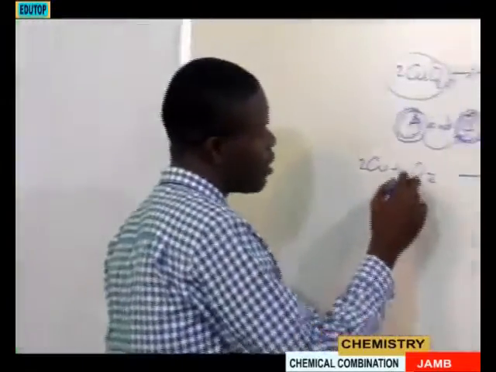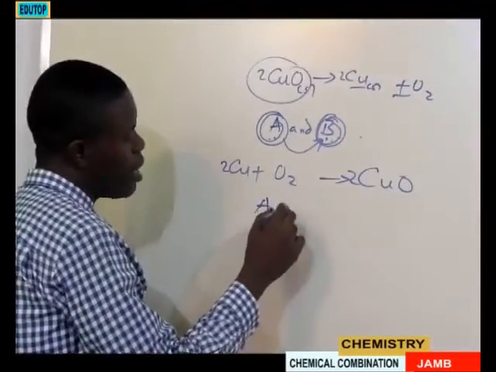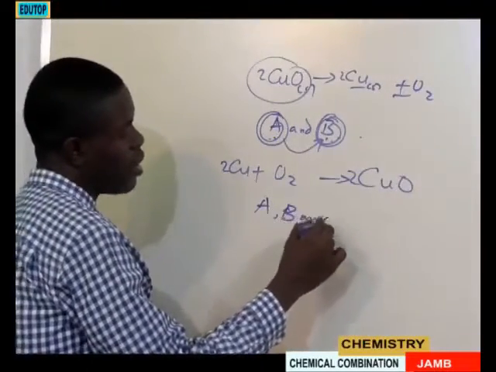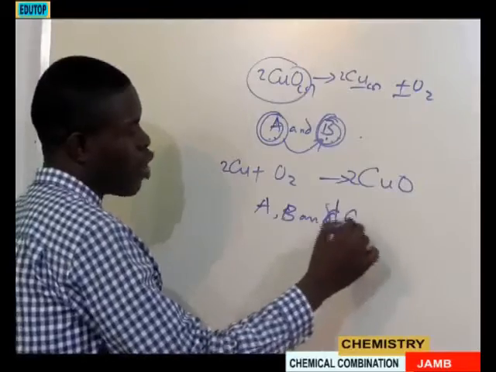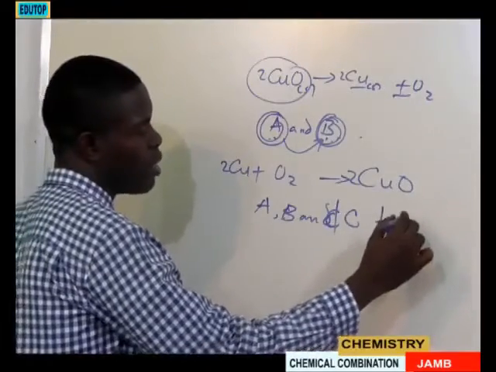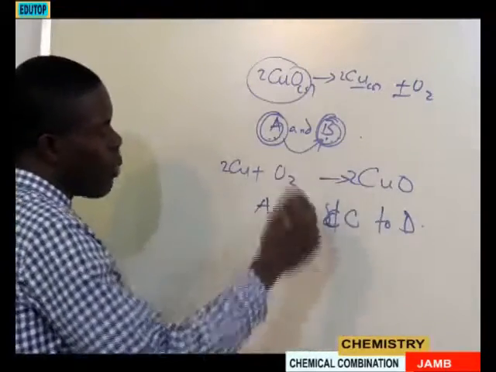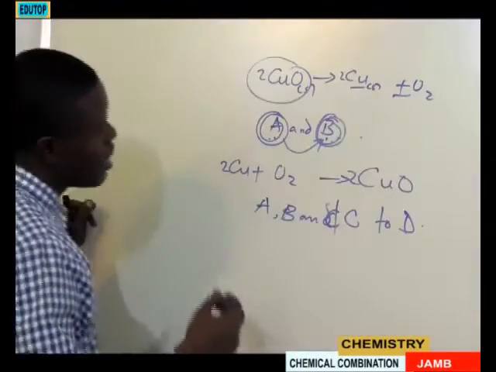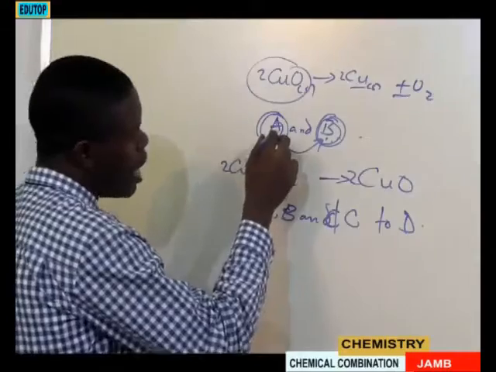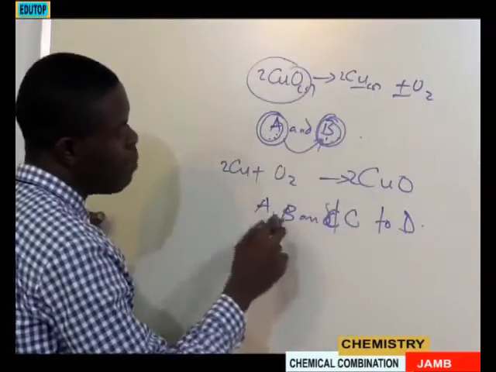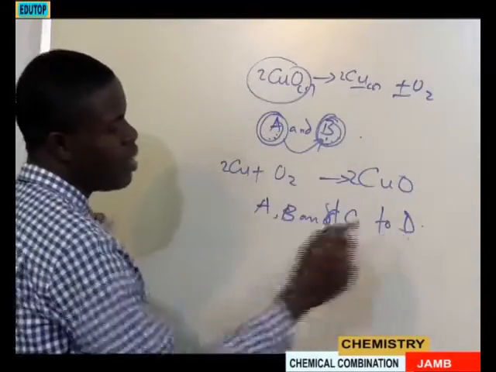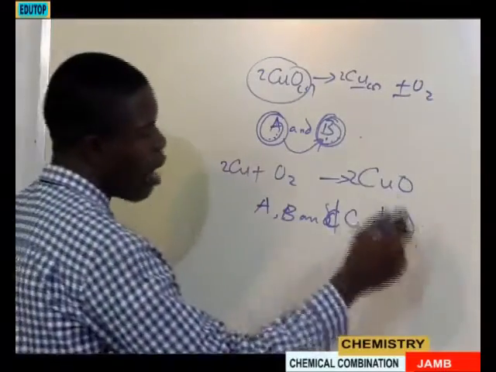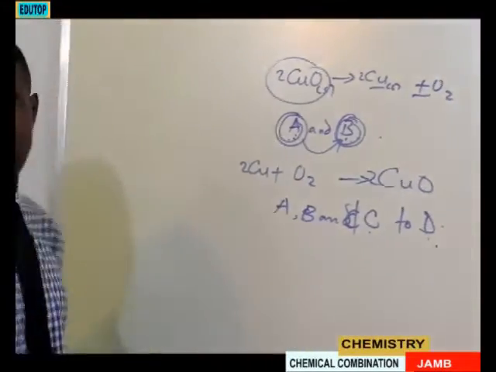You also have the law of reciprocal proportion. The difference is that you can have A, B, and C coming together to combine with D. So the difference between the law of multiple proportion and the law of reciprocal proportion is that in multiple proportion you have A combining with B, but in reciprocal proportion you have A and B combining with D. So take note of that.